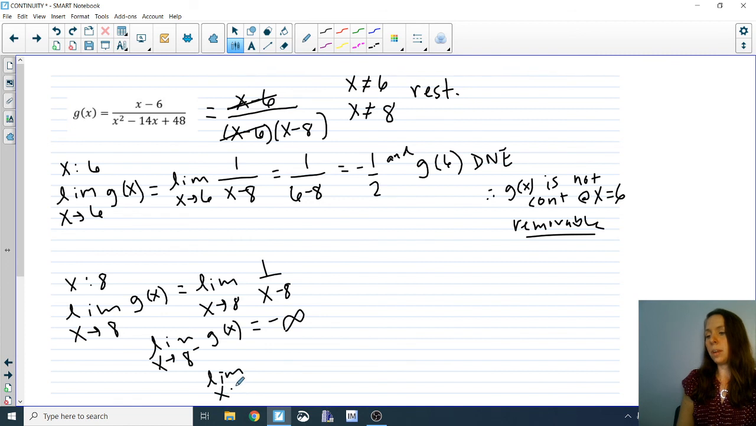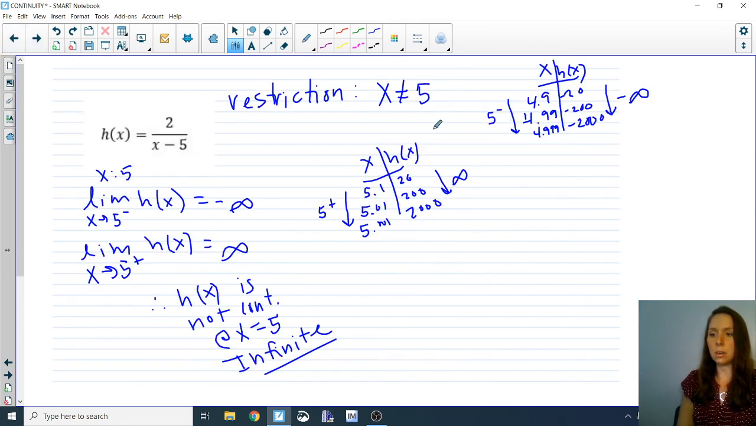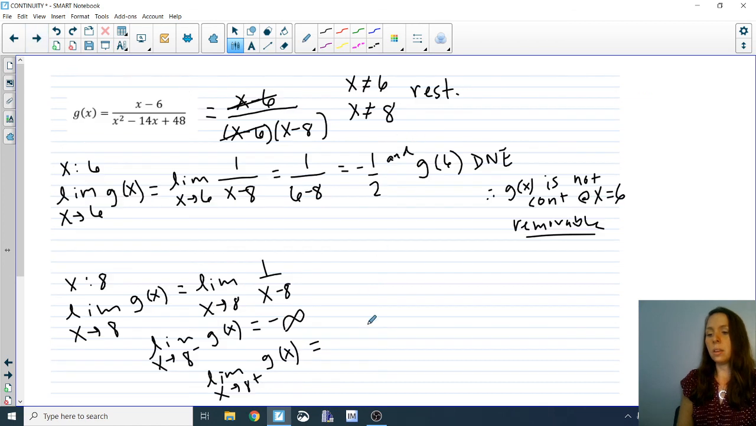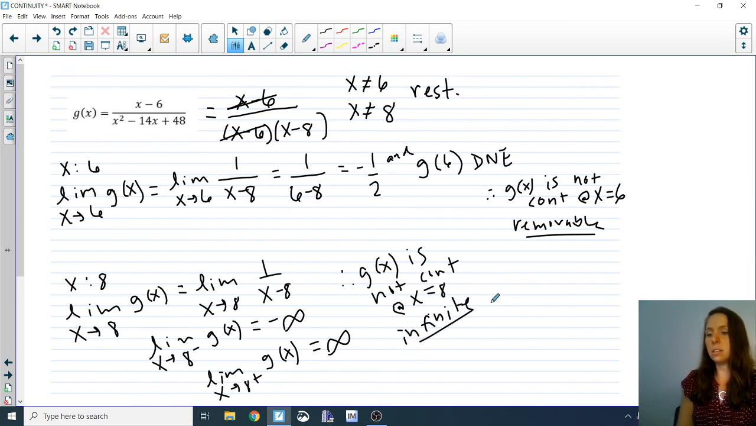Set up a right-hand limit as x approaches 8 of g of x. Again, through some numerical reasoning similar to what we did in this example, you would see that one is equal to +infinity. And so we would say, therefore, g of x is not continuous at x equals 8. But this time it is because it is an infinite discontinuity.